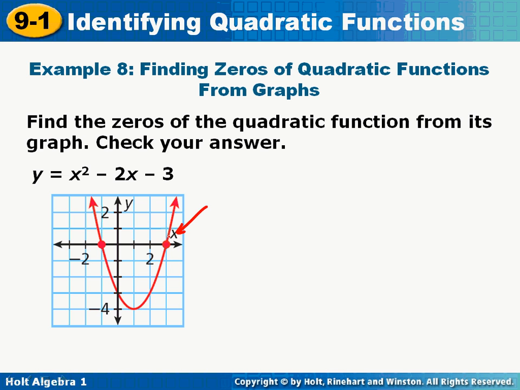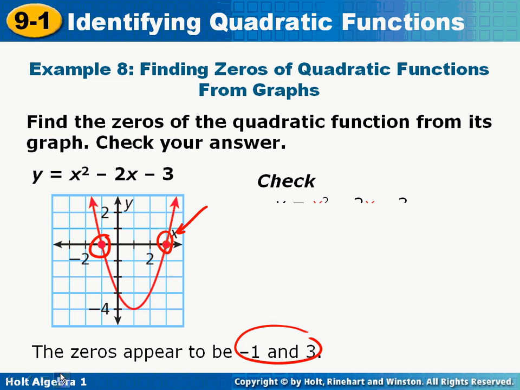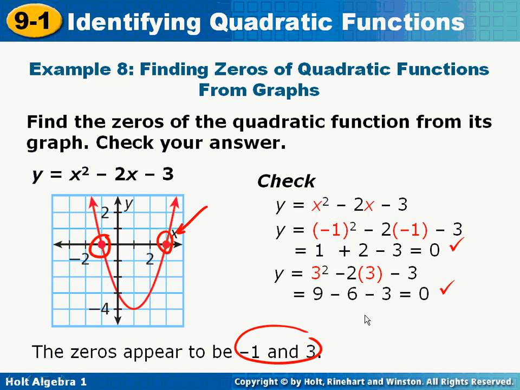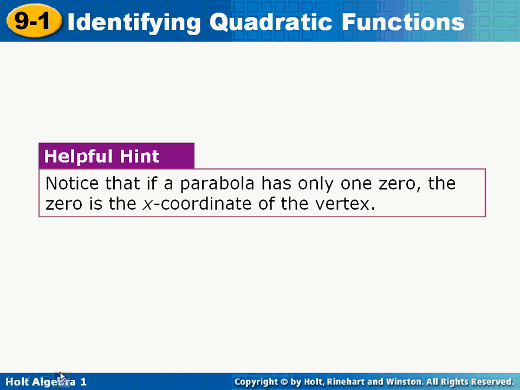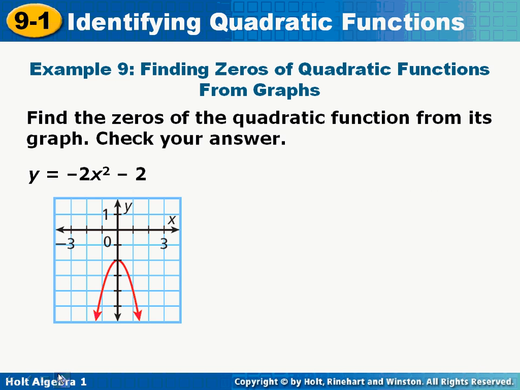You just look at it, and you can tell the x-intercepts, or zeros, there are 2 of them. The zeros appear to be -1 and 3. Okay, if you would like to check the work here, if you plug in -1, you can see right here that it gives you a 0, and if you plug in 3, it also gives you a 0. Okay, if it only has 1 zero, that means that the zero is going to be the x-coordinate of the vertex. We're going to look at that in just a moment.